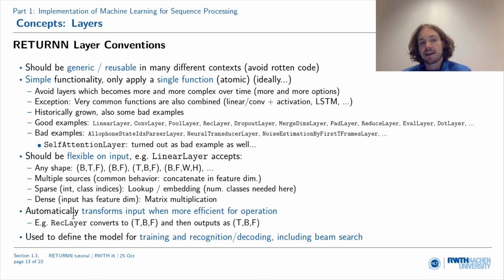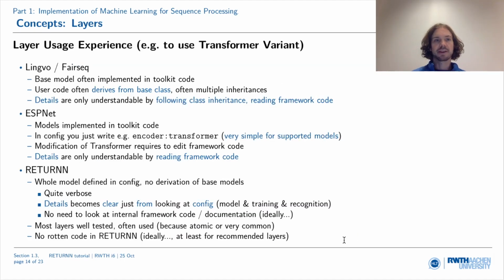The layer can automatically transform the input when it's more efficient, like a recurrent layer would transform from batch to time major. And the layer is used to define it for both training and recognition, including beam search.